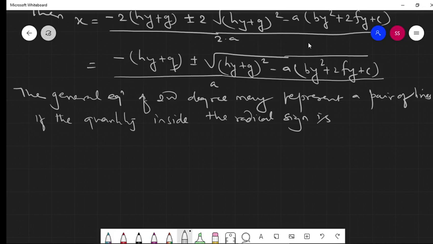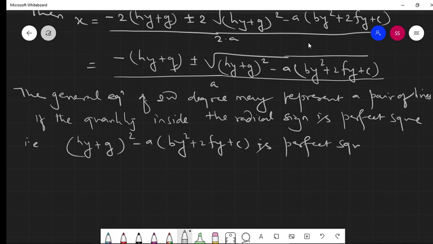This is the radical sign. Inside the radical, this term should be a perfect square. As I have already mentioned, it should be a perfect square, otherwise we will not get the real roots. Yes, the second degree equation may represent a pair of lines if the quantity inside the radical sign is a perfect square. That means (hy + g) whole square minus a times (by square + 2fy + c) is a perfect square.